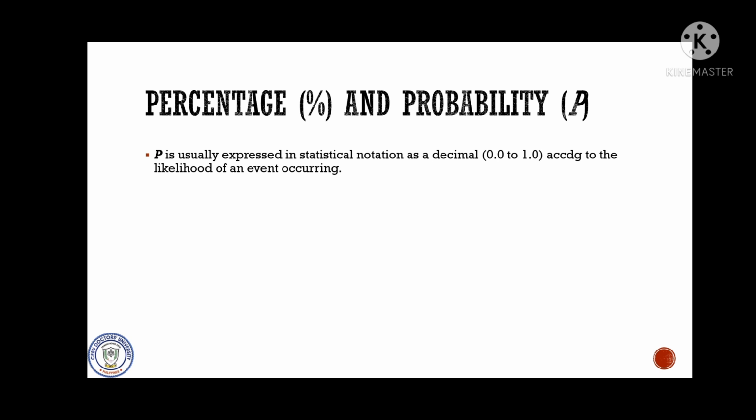There are also two other concepts, such as percentage and probability. These are part of our everyday lives, but you may also want to note the following points about probability for purposes of review. Probability, sometimes written as a capital P, is usually expressed in statistical notation as a decimal, from 0.0 to 1.0, according to the likelihood of an event occurring.